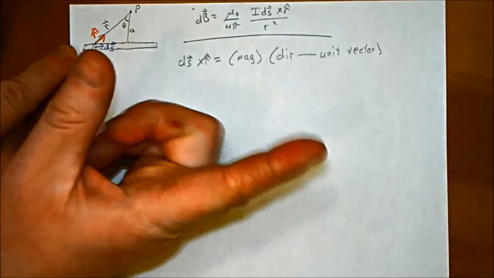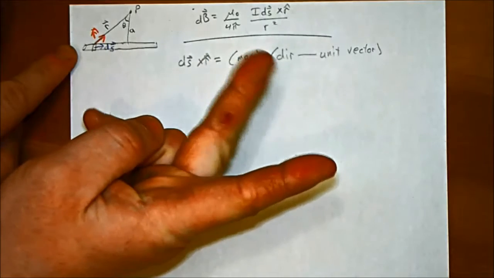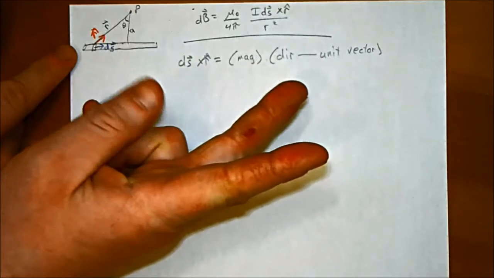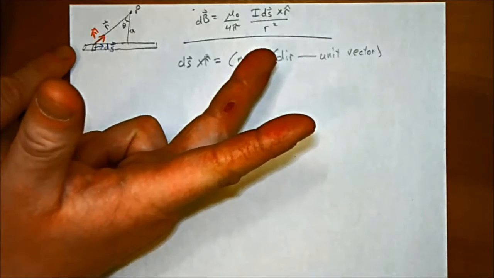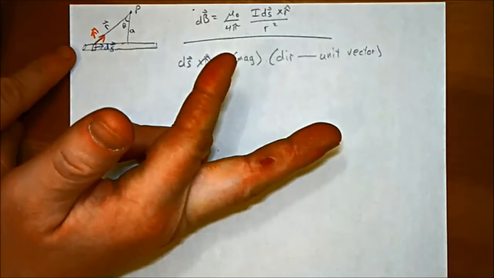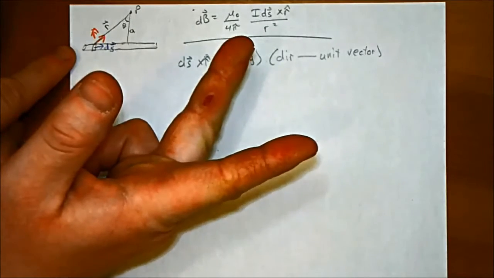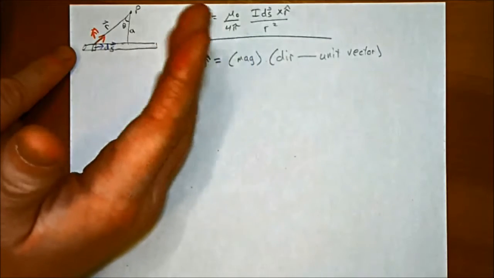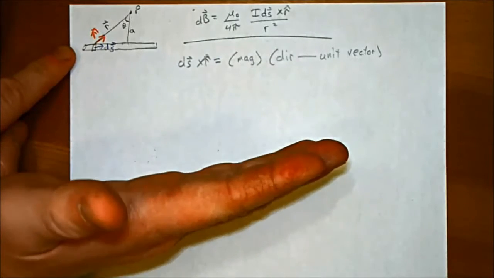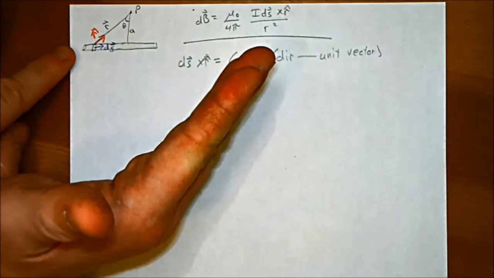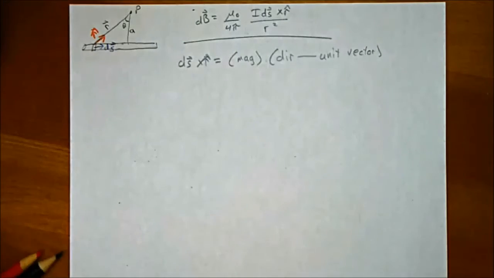Alternatively, you could use your index finger in the direction of ds and your middle finger in the direction of the second vector, r hat, and your thumb points in the direction of the cross product. Now, the problem with this method is that sometimes people reverse the two vectors. Your index finger always points in the direction of the first vector, middle finger points in the direction of the second vector, thumb is the product. You can eliminate that mistake by using this other method of saying point all your fingers in the direction of the first vector and curl them in the direction of the second vector, and then your thumb points in the direction of the product.